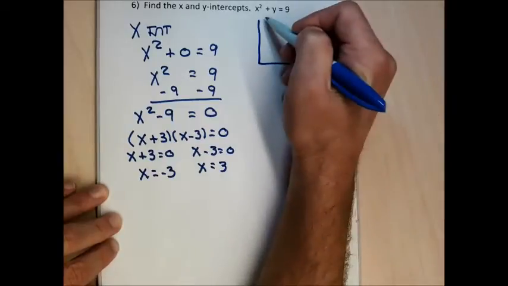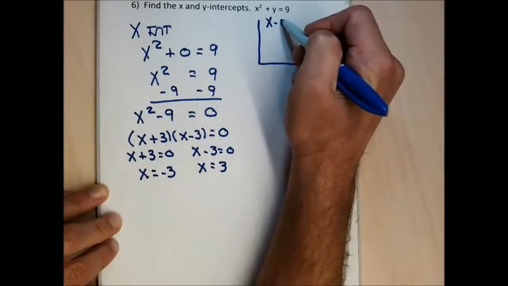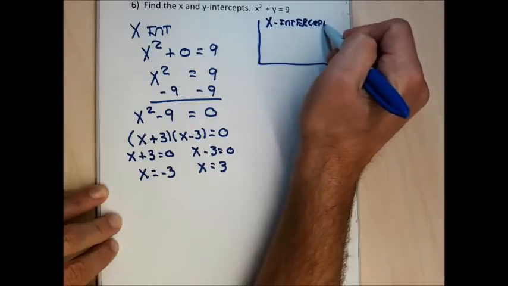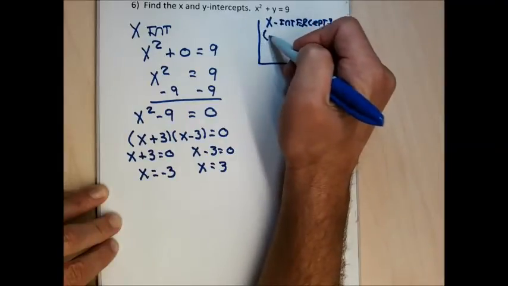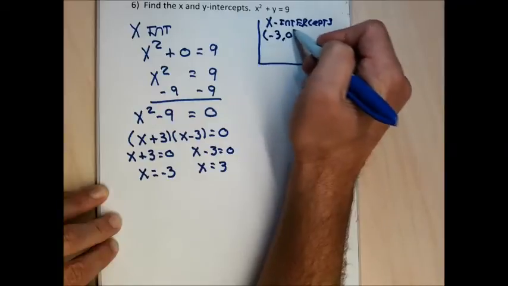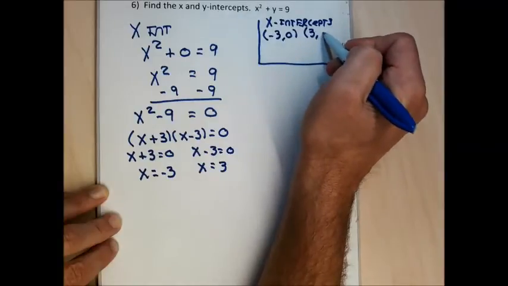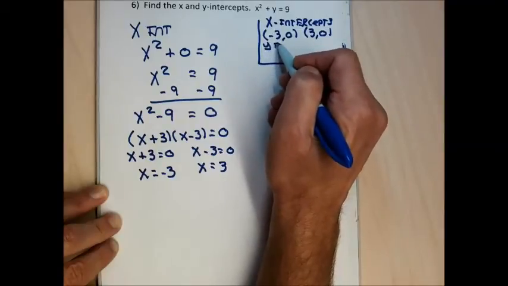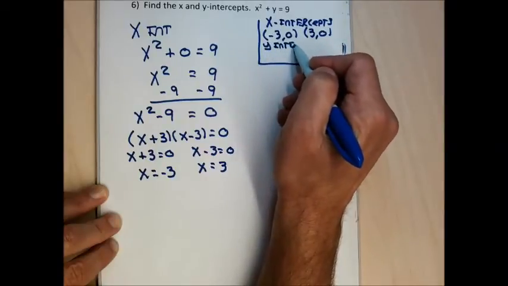When I go to write my answer, I need to write them as a point. And x-intercepts always have the opposite letter as a 0. The opposite letter of x is y. So for my x-intercepts, I'm going to write the point negative 3, 0 and positive 3, 0. So done with that part.